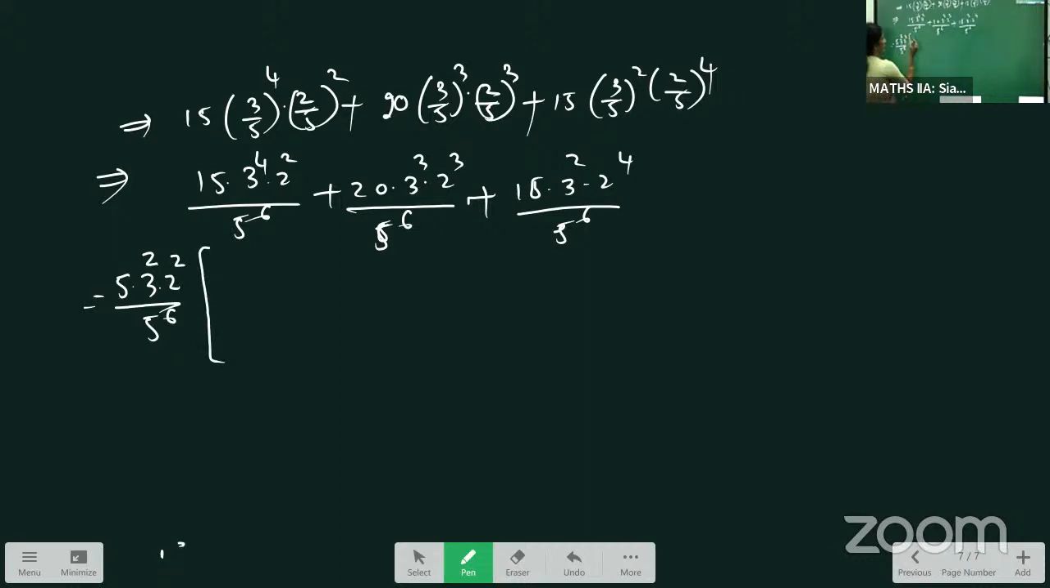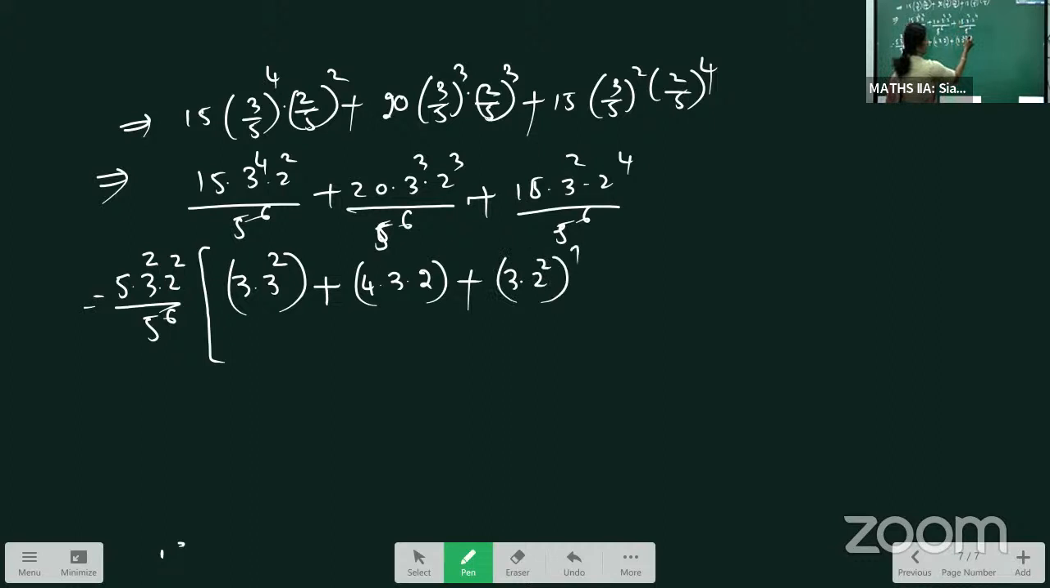So in 15, 5 has gone, 3 left out. In 3 power 4, 3 square left out. 2 square is in common. Plus again in 25, 5 in common, so 4 left out. In 3 cube, 3 square is common, 3 is left out. In 2 cube, 2 is left out. Plus again 15, 5 in common, so 3 left out. 3 square in common. In 2 power 4, 2 square in common, so 2 square left out. 5 and 5 get cancelled.